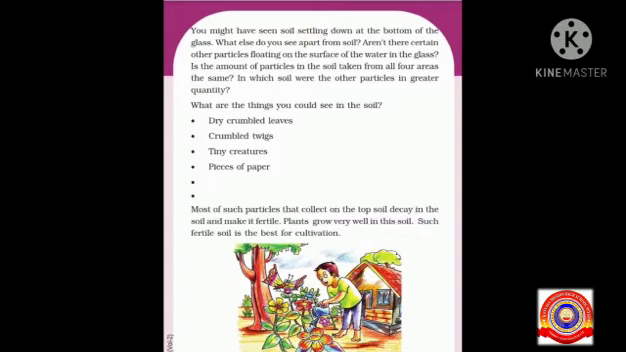Okay? Most of the particles seen on the topsoil get decayed and mix with the soil and make the soil fertile. And this fertile soil is very suitable for cultivation. Okay dears, did you understand? I hope you understand the topic that we discussed today.